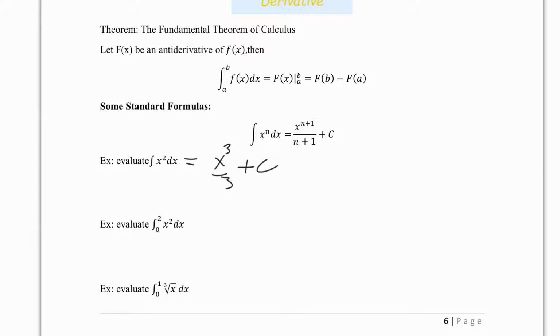Now again, that should make sense because if we were to do the derivative of this, the 3 would come down. We would get 3x squared over 3. The 3's would cancel, and we'd get back to our x squared. So this is the antiderivative of x squared. And because of the fundamental theorem of calculus, this is also the integral of x squared.